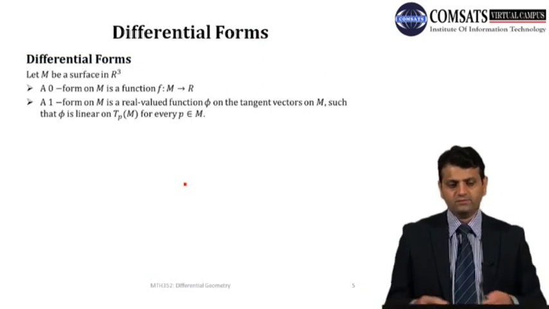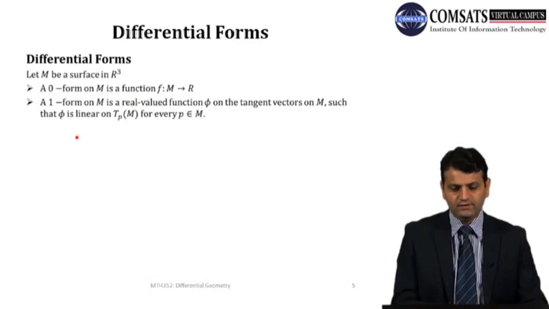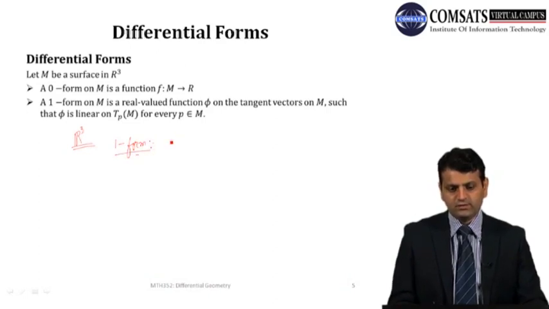Now what are differential forms? R3 में हमने differential form की definition में सबसे पहले one form की definition की थी. So what is a one form? So let me remind you what is a one form. So one form is a real valued function. So phi, let's say phi is a one form. One form, या इसको हम ऐसे भी लिख सकते हैं, one form.